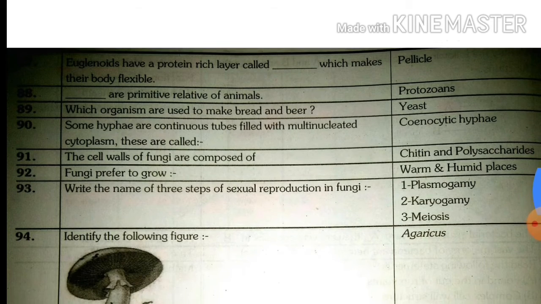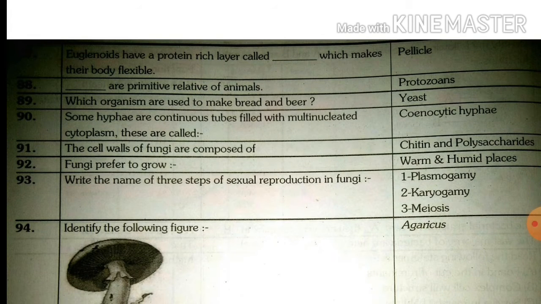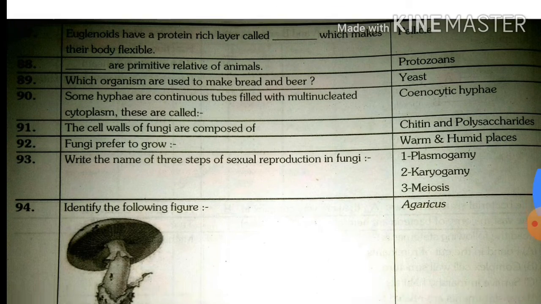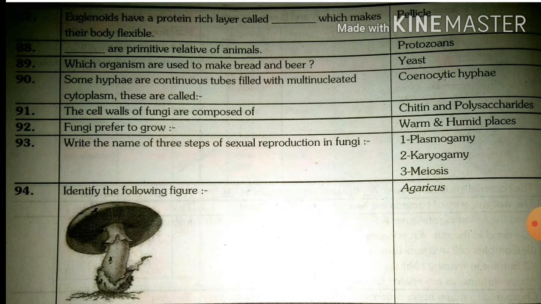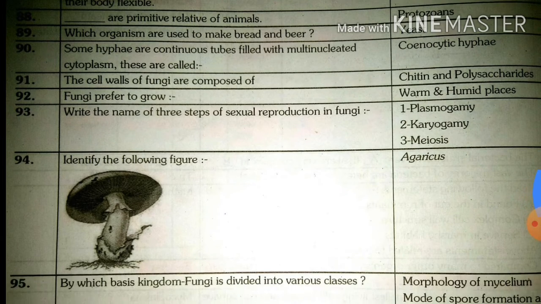Which organism is used to make bread and beer? Yeast. Some hyphae are continuous tubes filled with multinucleated cytoplasm. These are called coenocytic hyphae. The cell wall of fungi is composed of chitin and polysaccharide, and mainly you can say it is made up of chitin. Fungi prefer to grow in warm and humid places.